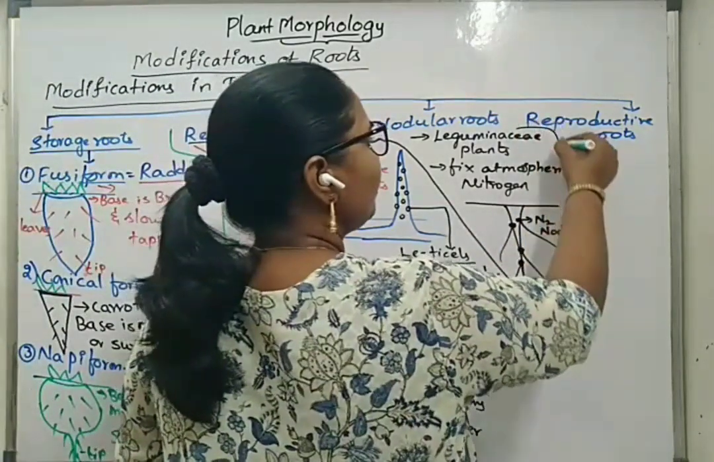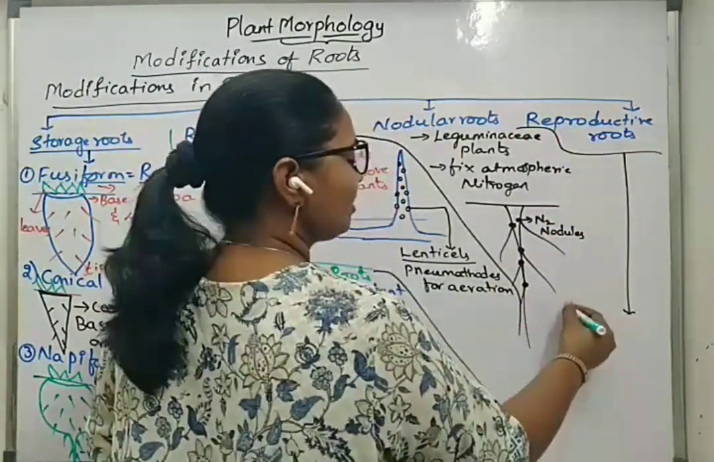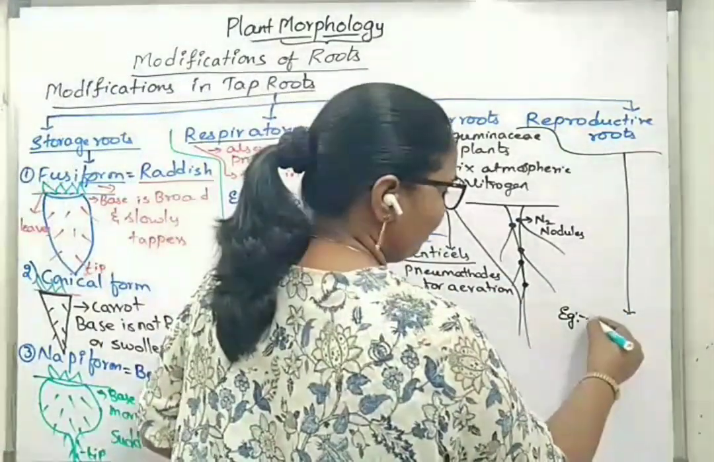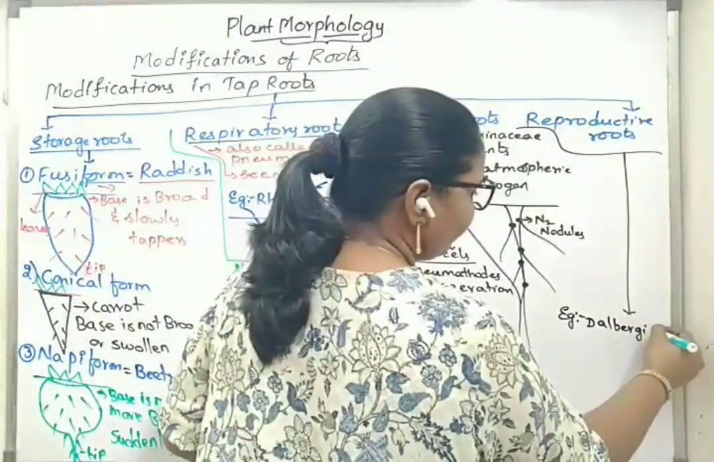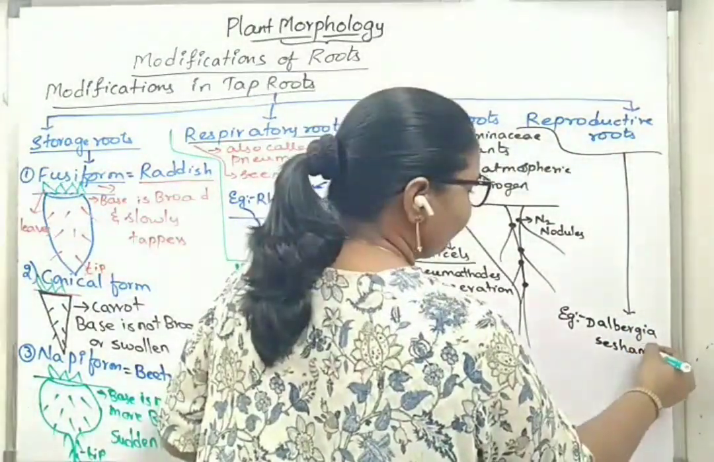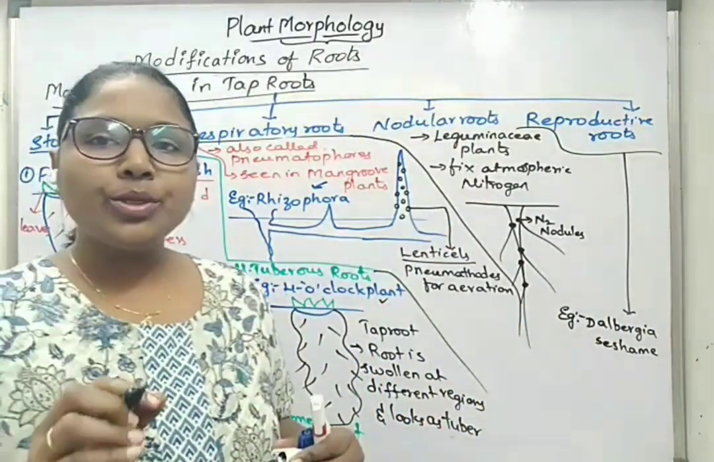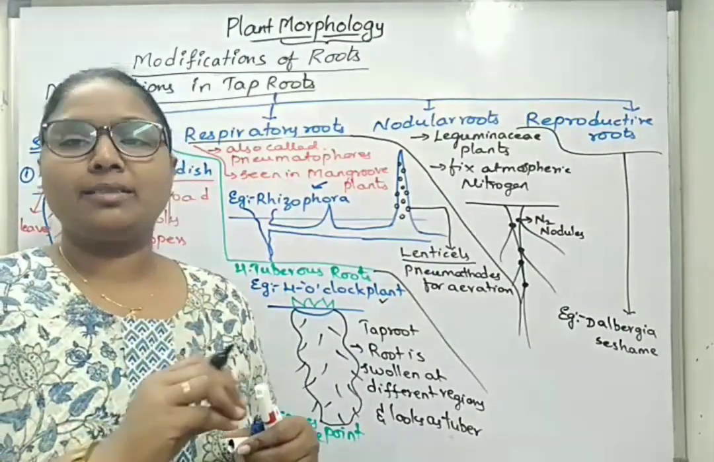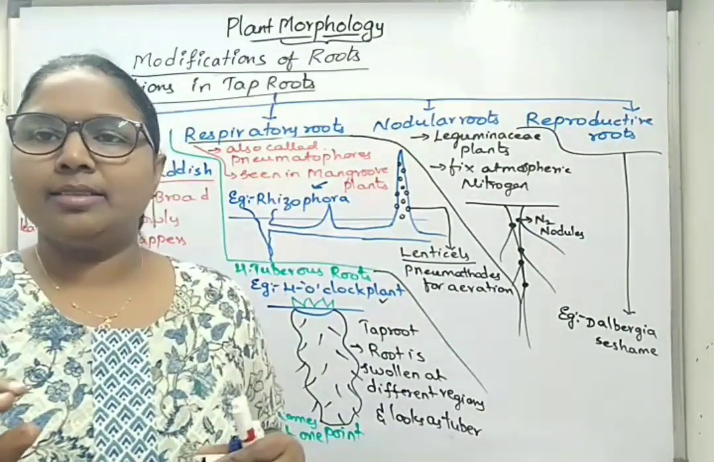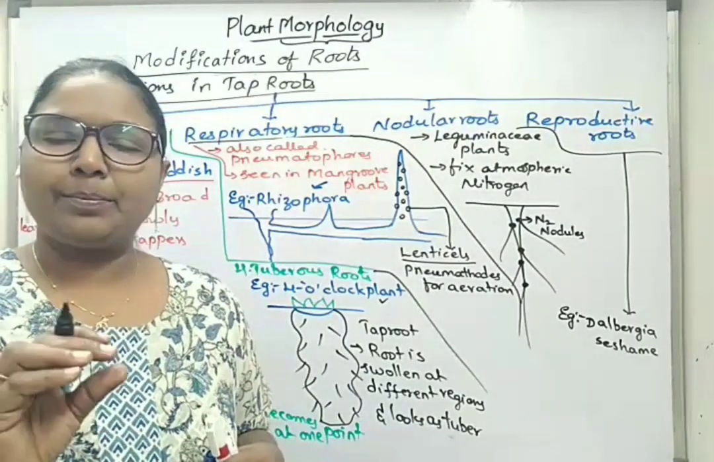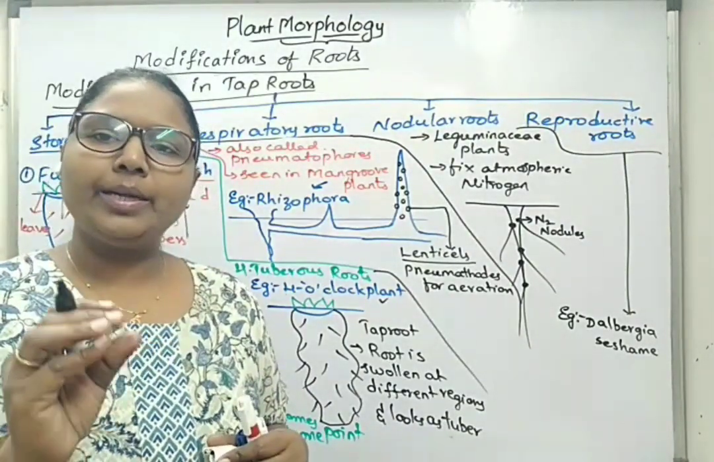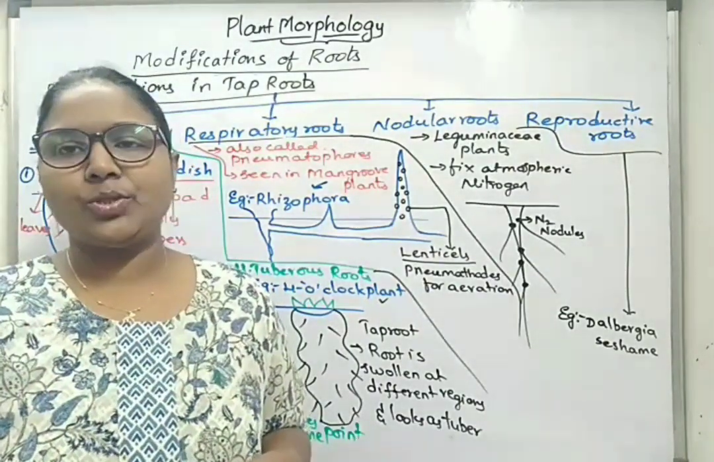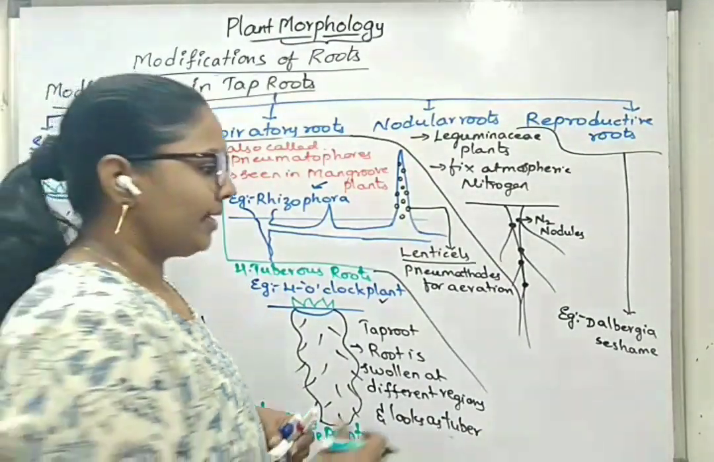Next one, reproductive roots. Under reproductive roots, example is Dalbergia sissoo. Dalbergia sissoo. So here what happens? The root develops a bud. Bud grows into a new plant. But it will be dependent on the mother root till it is developed for a certain time period. After its complete development, later, depending on the requirement, it will get separated. It means that one type of taproot itself is giving rise to another root and plant.